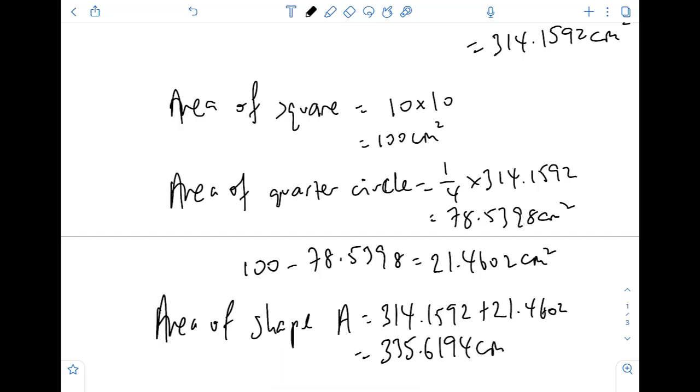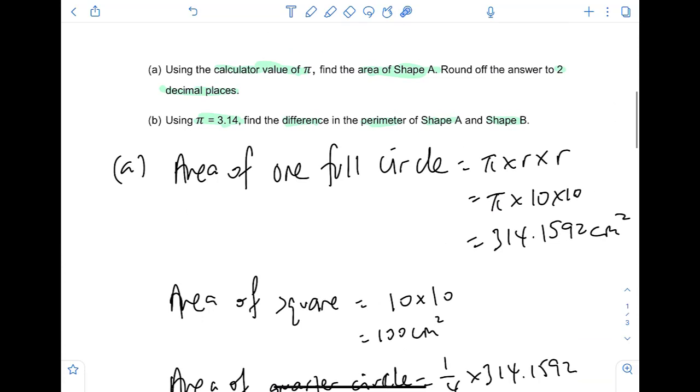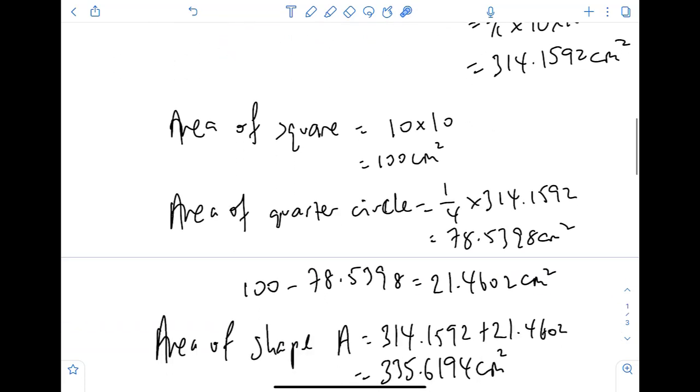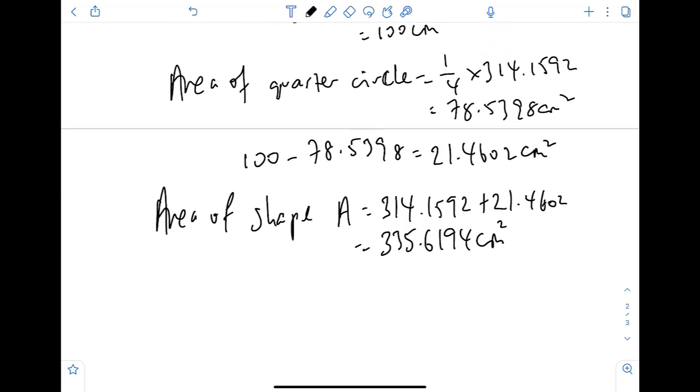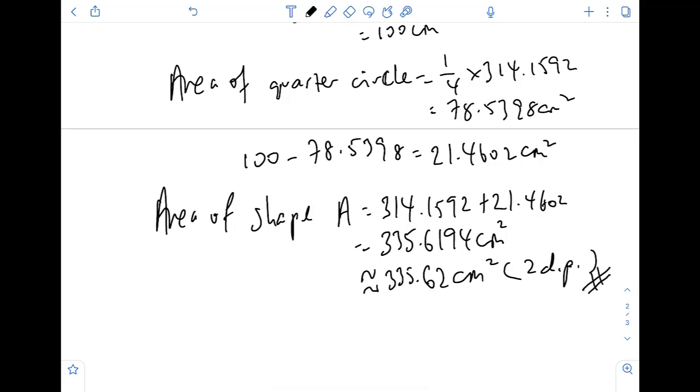335.6194 squared cm is supposed to be rounded off to 2 decimal places. So when you're calculating, there's a reason why we keep more than 2 decimal places, because later on we need to round off. It's good to have 3 or even 4 decimal places in your workings, so at the end you are able to round off to 62 cm squared, 2 dp. This is our answer for part A.